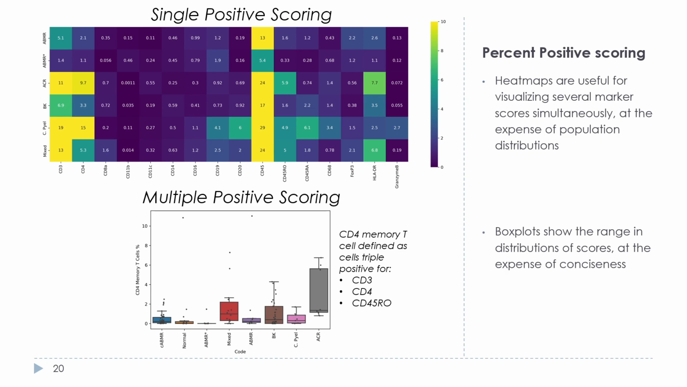With box plots, however, we can actually view individual samples as points and metrics of their distribution, such as median, interquartile range, and outliers. Here, we show the scores for CD4 memory T cells, again as being defined as CD3, CD4, and CD45RO triple positive.